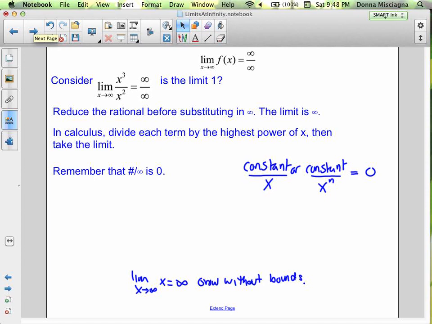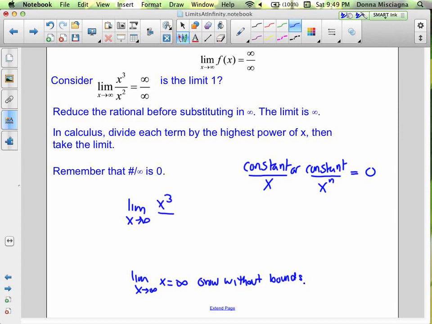In calculus, we're going to divide each term by the highest power of x and then take the limit. In a case like this, yes, we could reduce, but we're going to have other cases where we can't reduce. So I'm going to show you the technique with this particular one, even though we could reduce. We have the limit as x approaches infinity of x cubed divided by x squared.